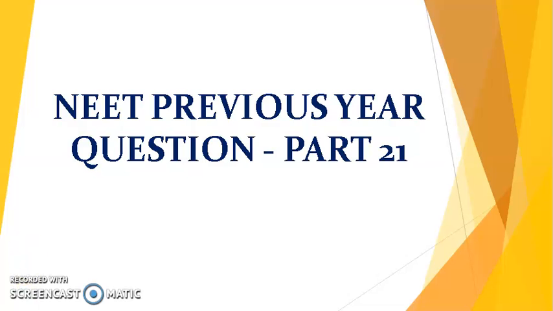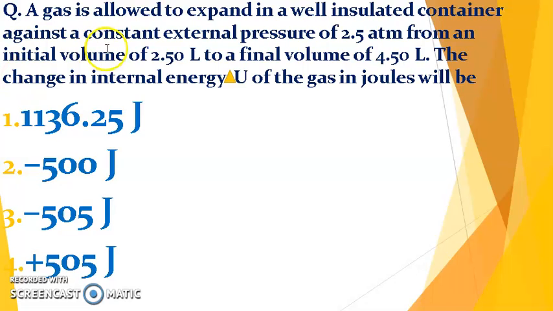Yeah. So let's go to the first question. A gas is allowed to expand in a well insulated container against a constant external pressure of 2.5 atmosphere, from an initial volume, that means V1, of 2.50 L. The final volume, that is V2, is equal to 4.50 L.